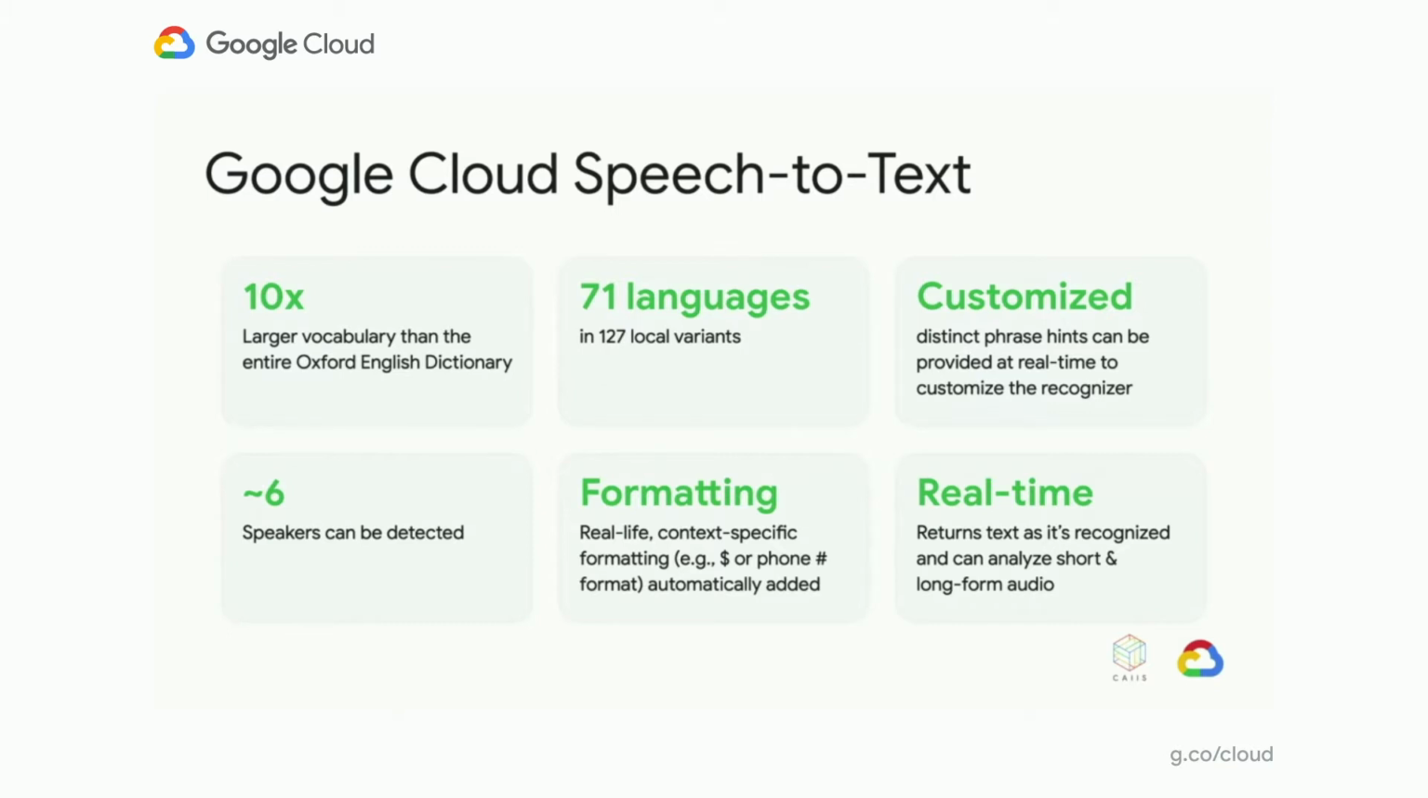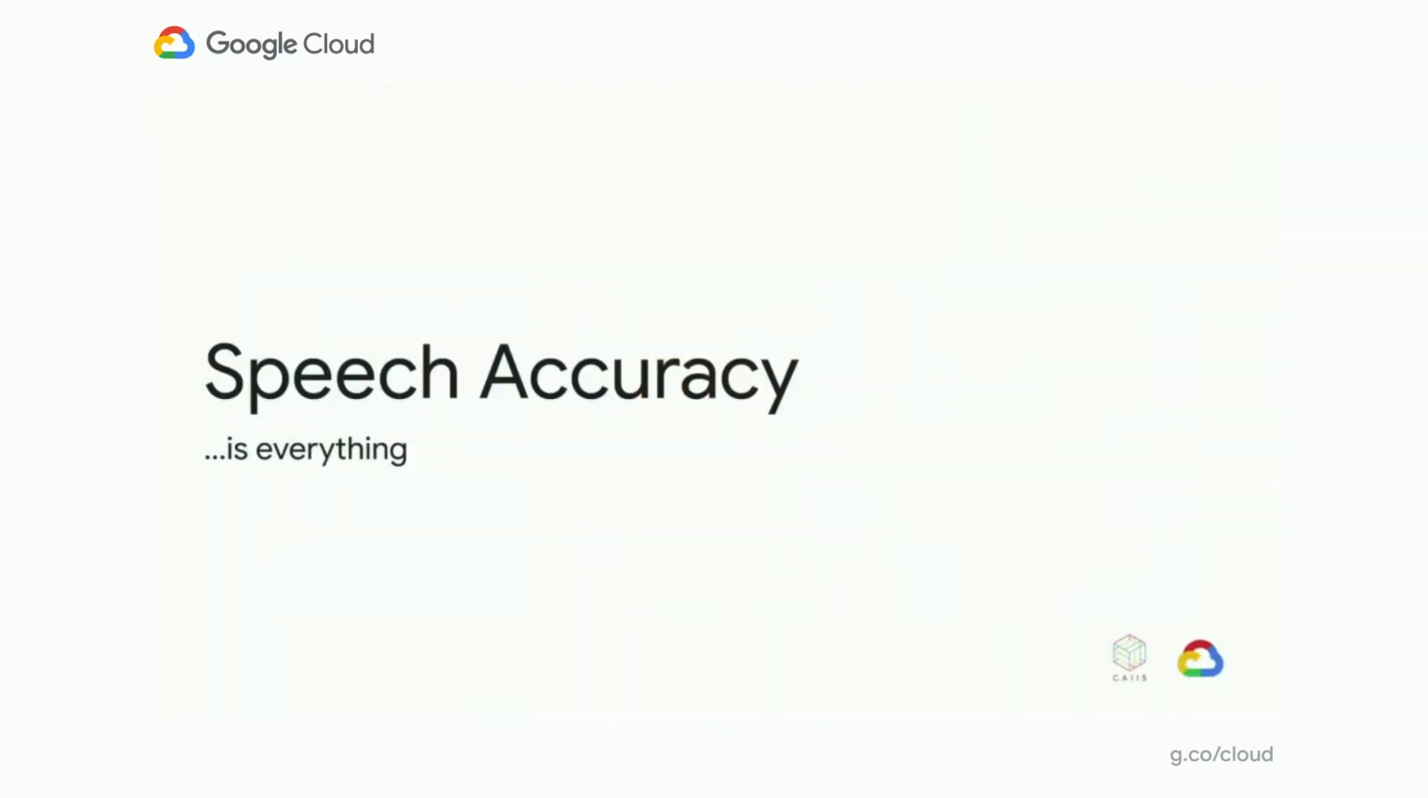We also have, for each one of these languages, a massive vocabulary that goes far beyond the dictionary, covers local vernacular, proper nouns, etc. Today, we're going to be especially focused on the tools that we have for customizing the API and improving recognition on specific terms, as well as doing things like changing the output formatting. So let's jump in and start talking about speech accuracy.